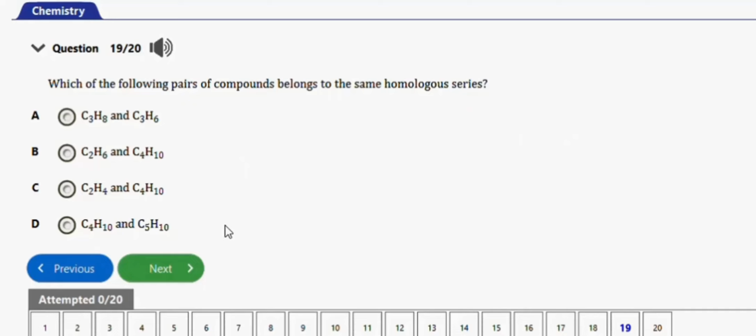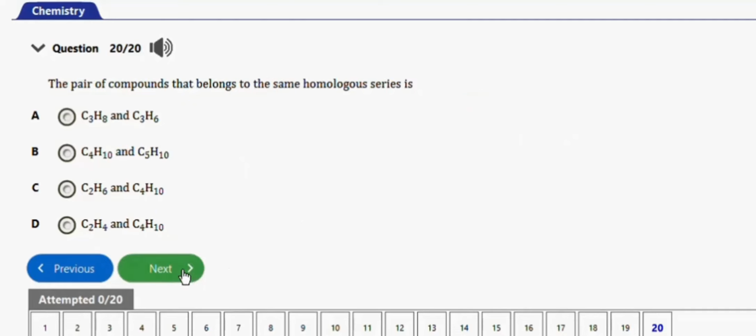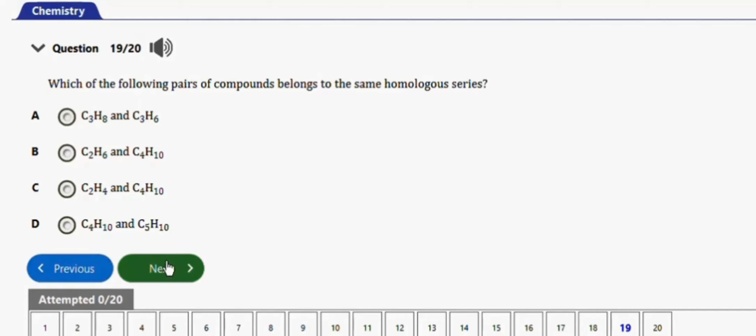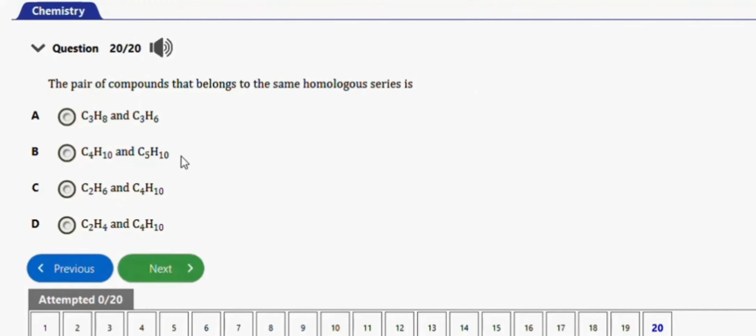And the last question before we end this video says the pair of compounds that belong to the same homologous series is, and this is the question I just finished attempting, I think. So let's check what the answer will be now. The answer to this question will be option C. So this is our ethane, this is our butane. Let's check the previous question just answered. Yeah, almost the same thing basically. So here the right option is option C.